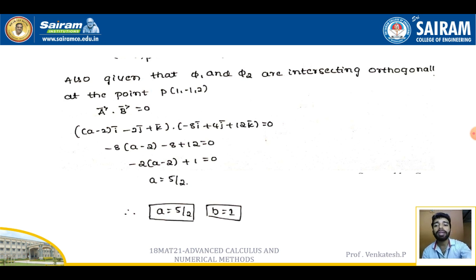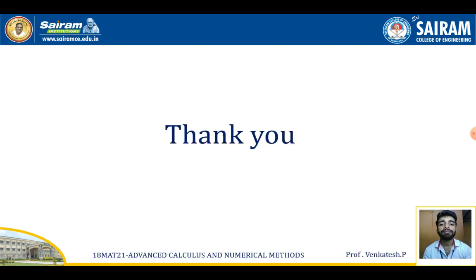So a minus 2 i cap minus 2j plus k dot with minus 8i plus 4j plus 12k is equal to 0. Since here dot product is there, I'm multiplying i with i, j with j, k with k. So I'll be getting minus 8 a minus 2 minus 8 plus 12 is equal to 0. Minus of 2 into a minus 2 plus 1 is equal to 0, or I'll be getting a is equal to 5 by 2. So the values of the constants a and b are a is equal to 5 by 2 and b is equal to 1. Thank you.